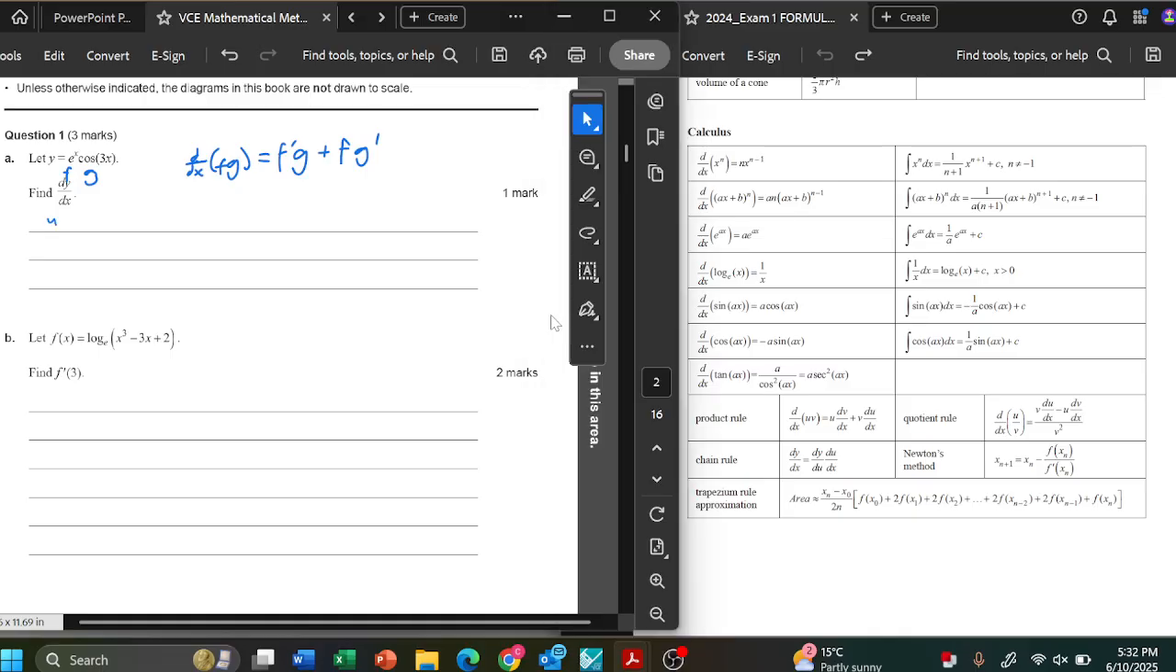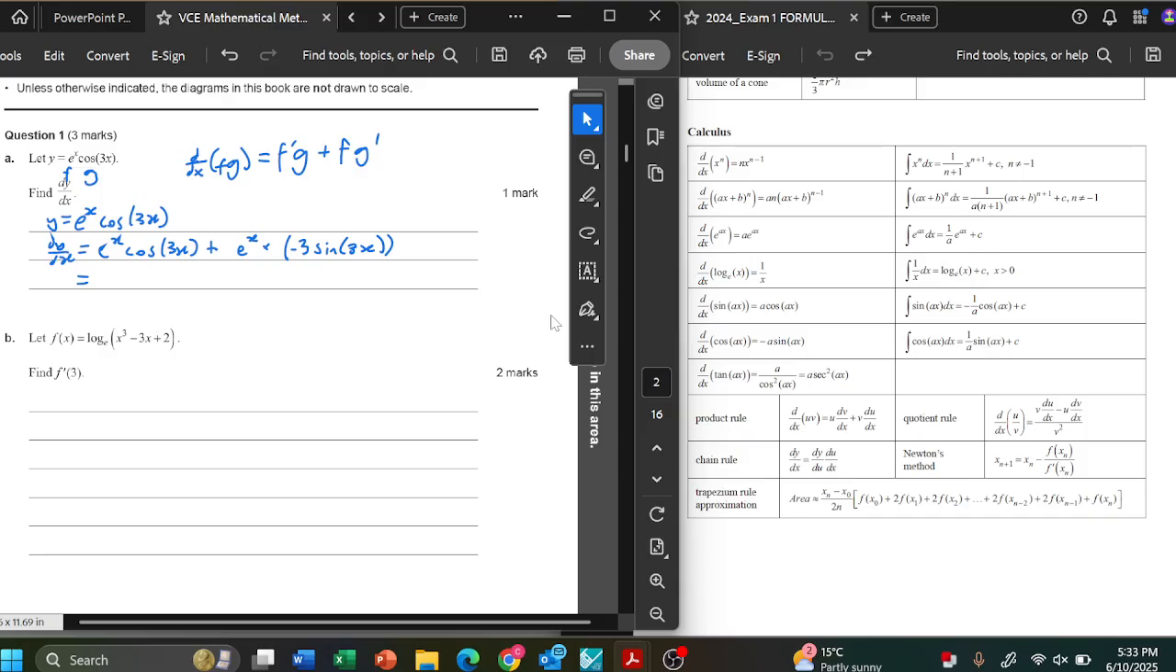We know that y is equal to e^x cos 3x. Therefore dy/dx is equal to e^x, the derivative of e^x being just e^x, times cos 3x. We leave that function the same. Plus, this time we write the function e^x and multiply it by the derivative of cos 3x. The derivative of cos is negative sine, and then with the chain rule we get negative 3 sin 3x in there. So that's our answer, and we just need to tidy it up a little bit.